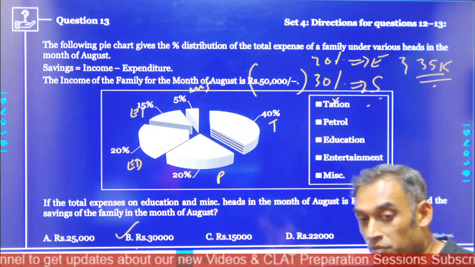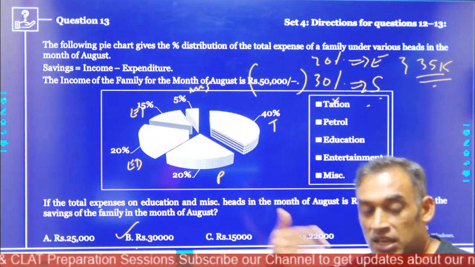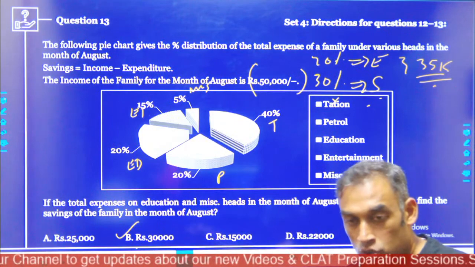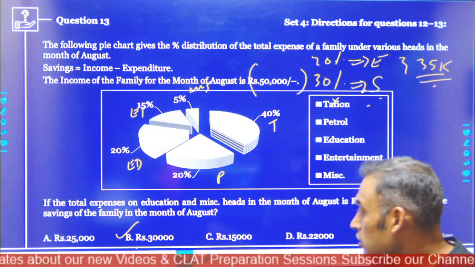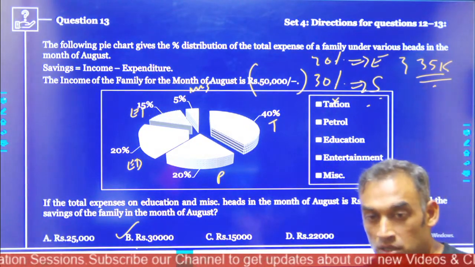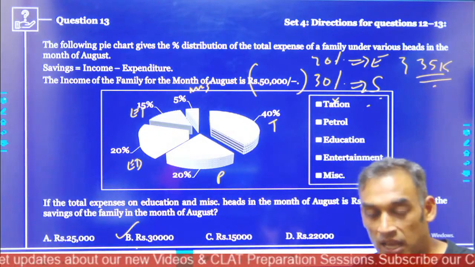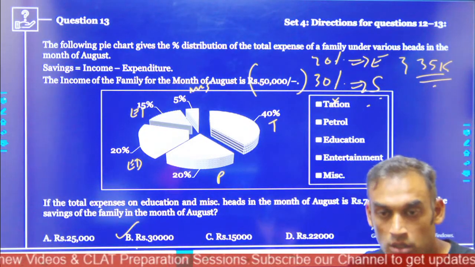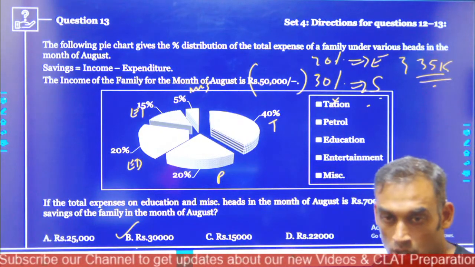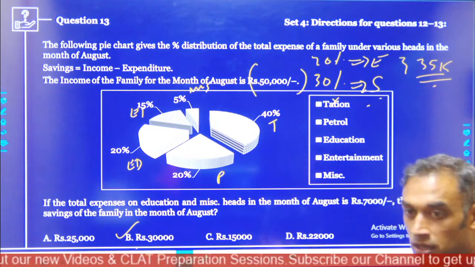So 100% of my expense will be what? Into 4. If 25% is 7K, 100% expense will be into 4. So that's 7 into 4. That's 28,000, right? And I need to find out my savings. So out of 50,000, if I am spending 28,000, then how much am I saving? 50,000 minus 28,000. That's 22,000. So that's the answer, right? So you don't have to do anything in this.